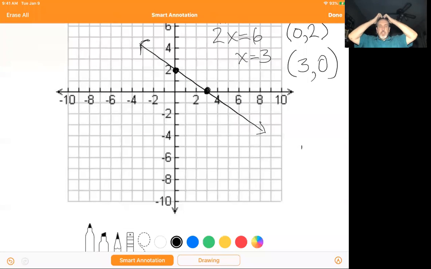Graphing with the intercepts is the easiest way to graph an equation. And so if you can get comfortable using that, great. If you want to use the plotting multiple pairs, multiple points, you can do that as well.